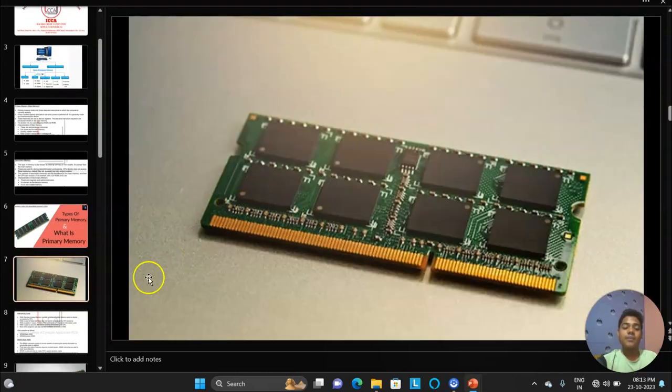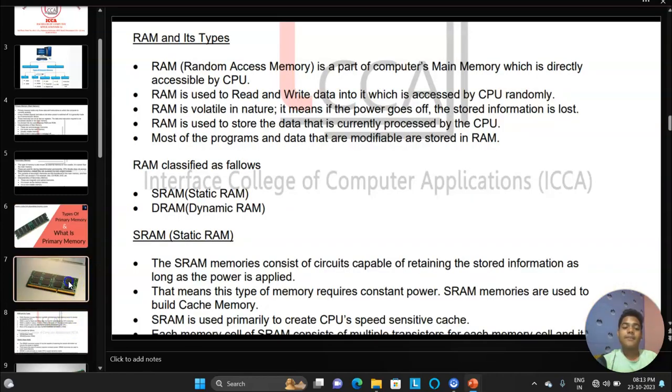These are RAM and its types. RAM, also known as random access memory, is a part of the computer's main memory which is directly accessible by the CPU. RAM is used to read and write data, accessed by the CPU randomly. RAM is volatile in nature. It means if the power goes off, the stored information is lost. RAM is used to store the data that is currently processed by the CPU.